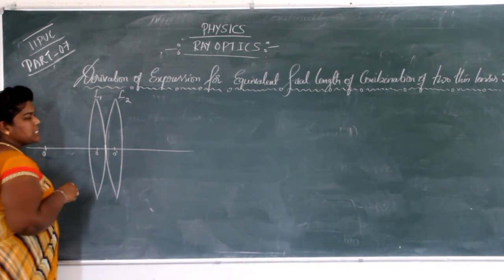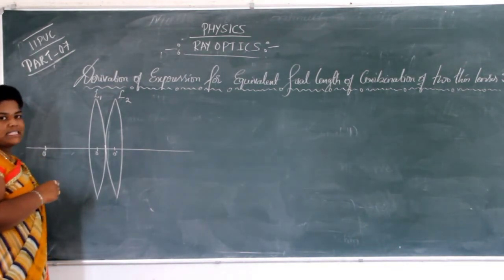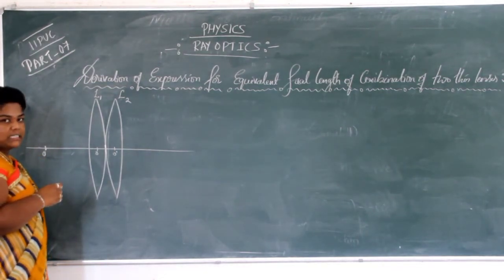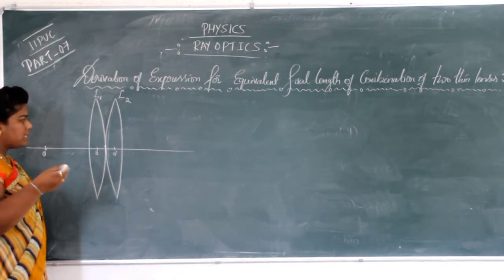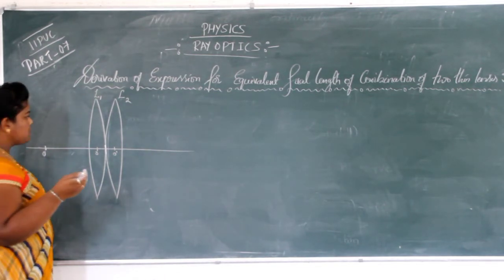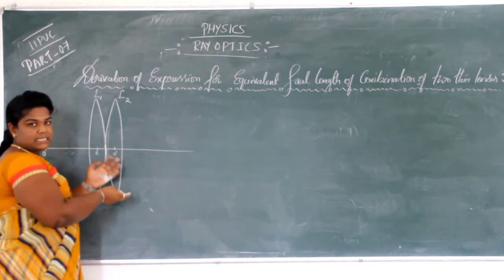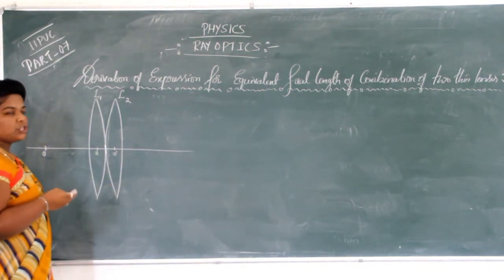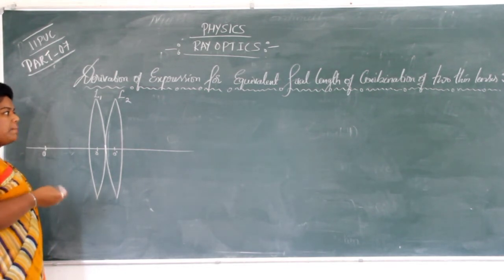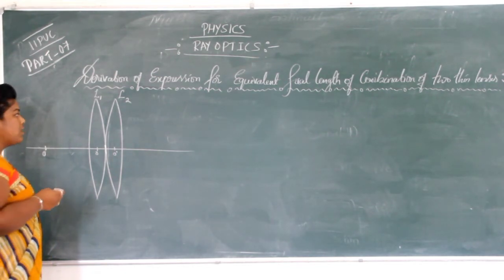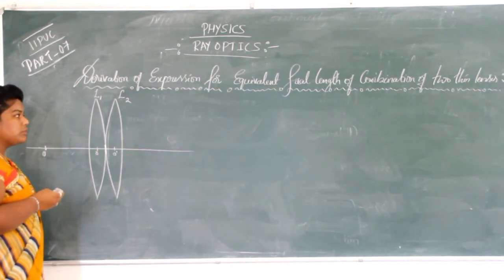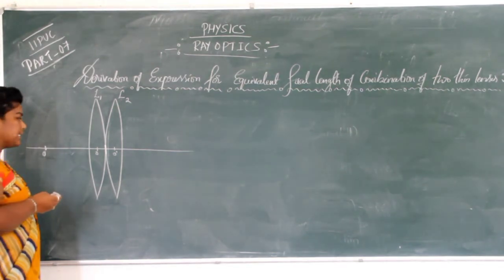So here I just placed the 2 thin convex lenses which are in contact. Even you can place the 2 lenses with some distance. Means if you place one lens here, you can place another lens here which is separated by distance t also. I will show you the formula in the next class because the derivation is not there for you, but we have the derivation for the 2 thin lenses which are in contact.